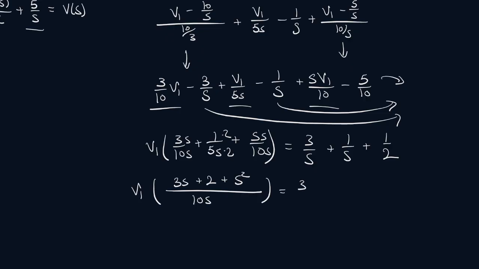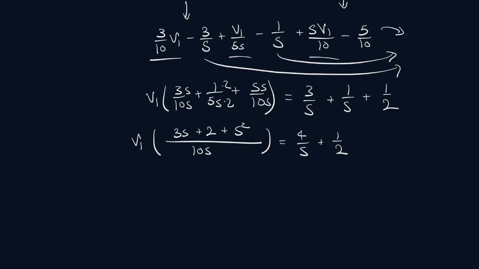And this will be equal to 3 over s plus 1 over s, which is just 4 over s, plus 1 over 2. Okay? So these two are both s's. Sorry, I thought it was a 5s. Never mind. It was a s times s, which is just s squared. Okay, so what should we do next? Let's times everything by 10s.